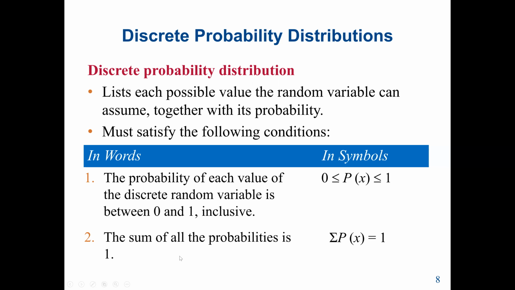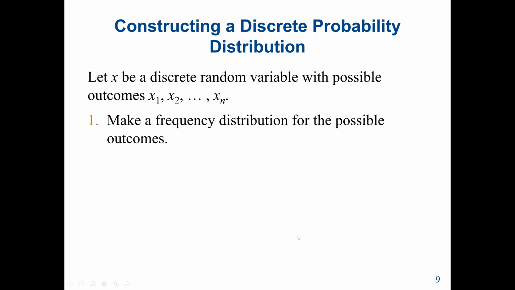Secondly, the sum of all the probabilities is 1. So when we have a discrete probability distribution, let's say we have 10 outcomes, the sum of all the probabilities of the 10 outcomes should be 1. Again, we're going to see an example soon.